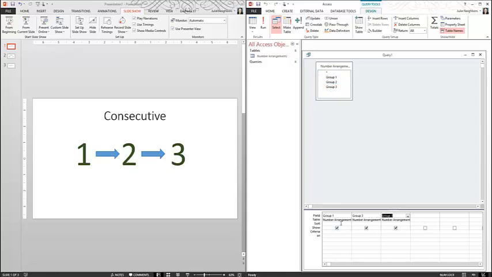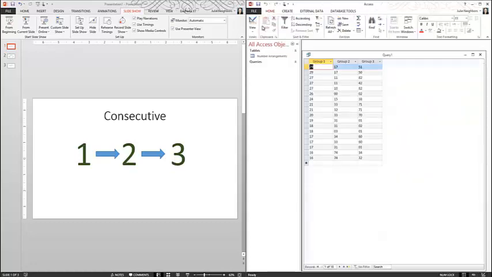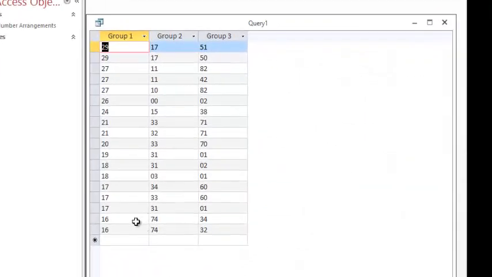I want to sort by descending order because the lowest number goes at the very bottom of the list, and then I run. So looking at the query that I have for consecutive filing, we have the lowest number of 16, the highest number is 29. In our 16 group, we had two 74s. And then moving on to our third group, it's 32 and then 34.